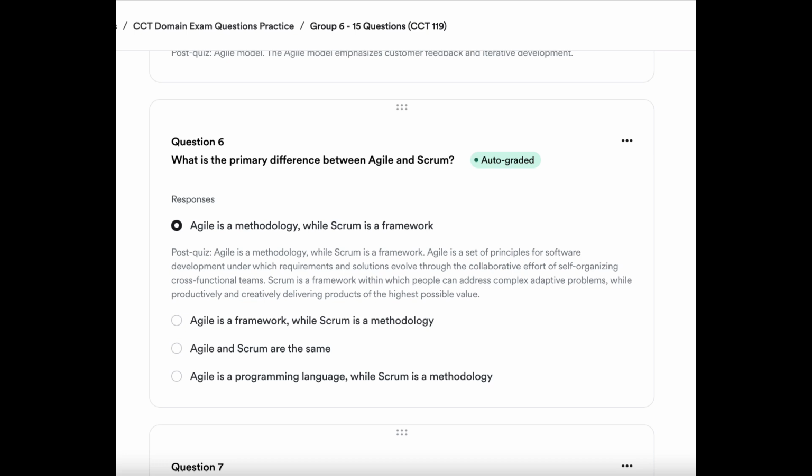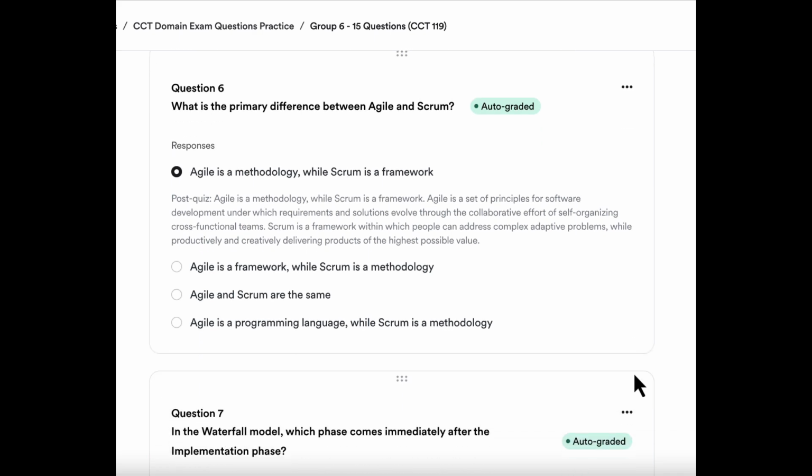So when you're dealing with this, Agile is the best set of principles for software development under which requirements and solutions evolve because they have these basically sprints. And it's a collaborative effort of self-organizing cross-functional teams, which basically means you have teams together that maybe don't normally work together, and they work together to create the end goal. Scrum is a framework within which people can address complex adaptive problems while productively and creatively delivering products at the highest possible value. Lots of big words to say that you utilize aspects of Scrum in the Agile framework, or the Agile methodology, I should say.